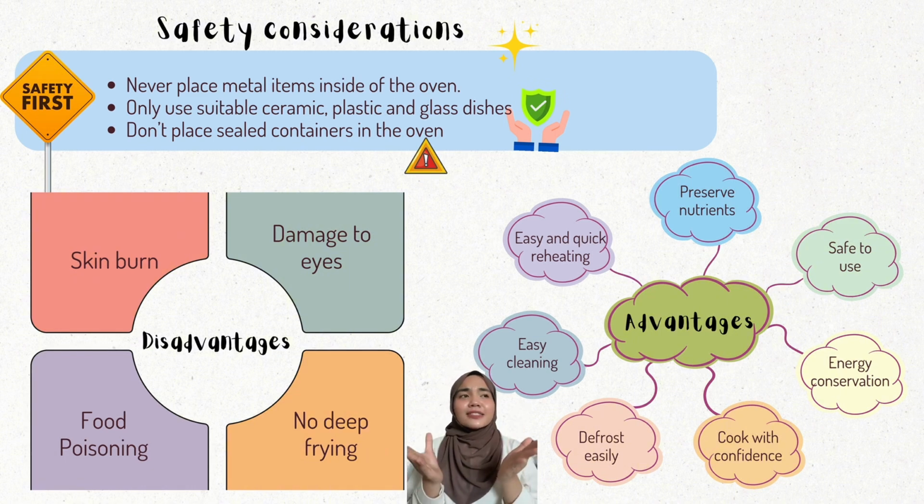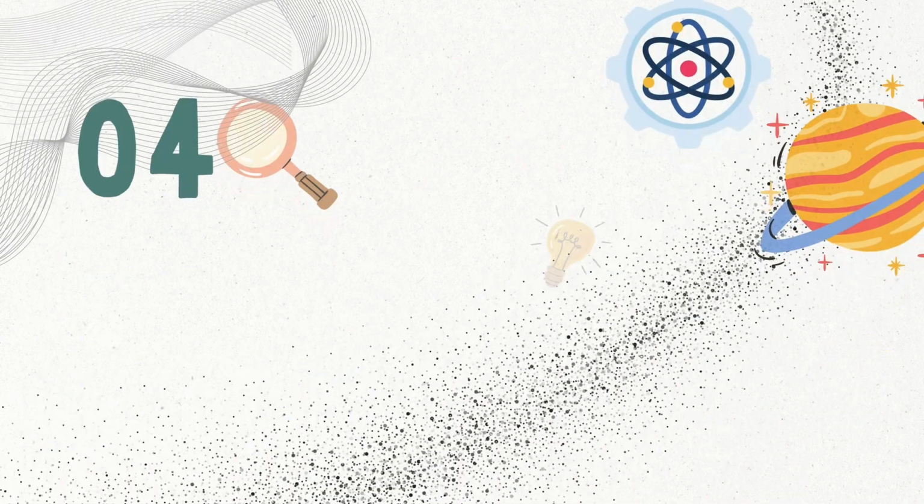So what are the advantages of using the microwave oven? First, it is safe to use and preserves some nutrients, and also it is easy and quick for reheating, easy cleaning, and also it will make you cook with confidence, with easy cleaning and energy conversion.